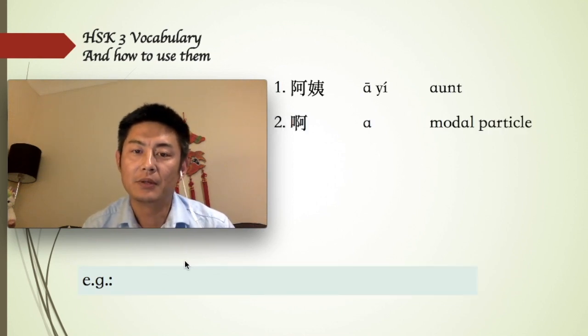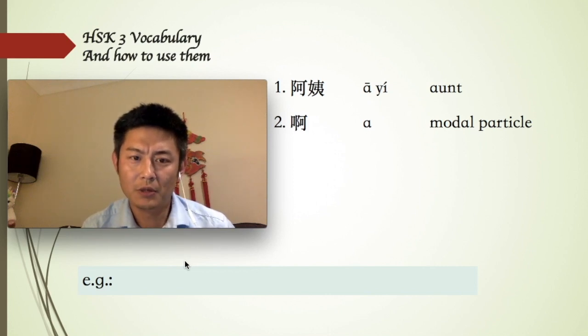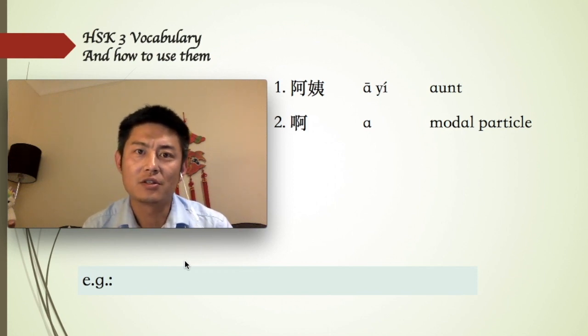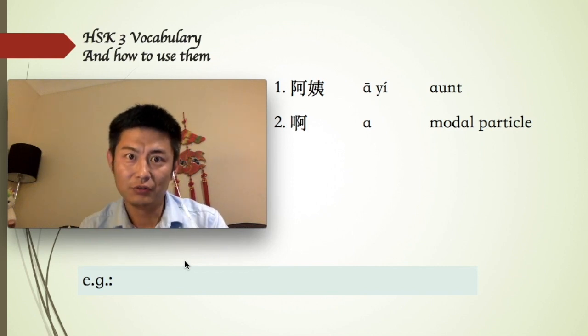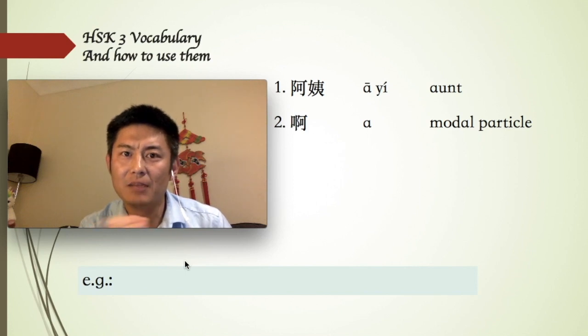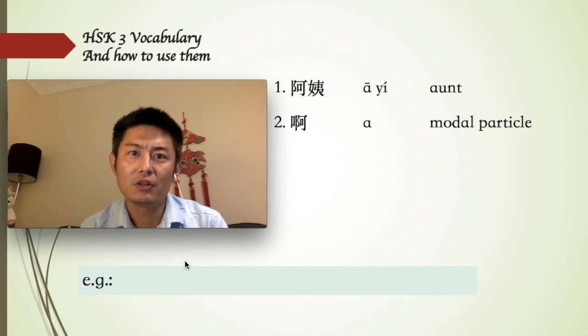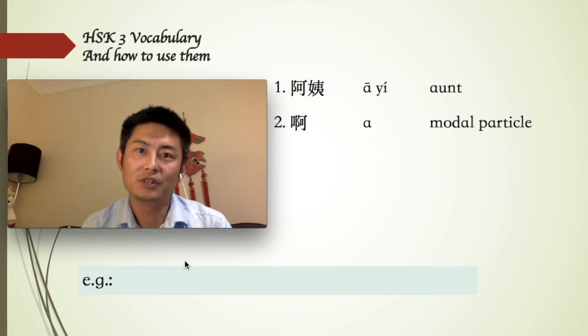The second vocabulary is 啊. It's another modal particle again. So what does a modal particle do? If you use it after a statement or anything, it changes the mode, gives a function to this statement. This gives a very strong emotion to the statement, like an exclamation mark. For example, if you say 好, that's good. And if you say 好啊, that's great. If you say 是, that's yes. If you say 是啊, that becomes yeah.